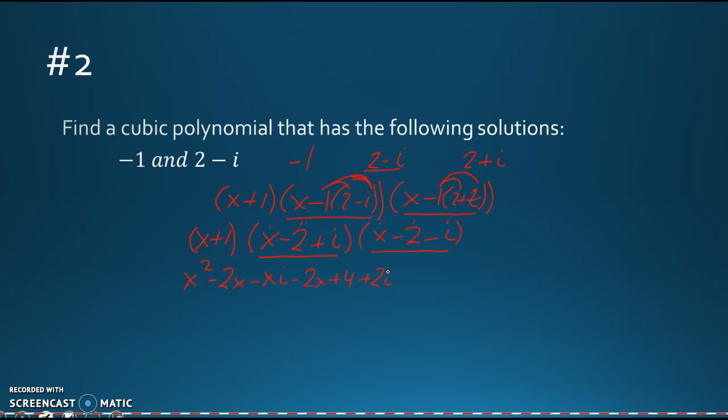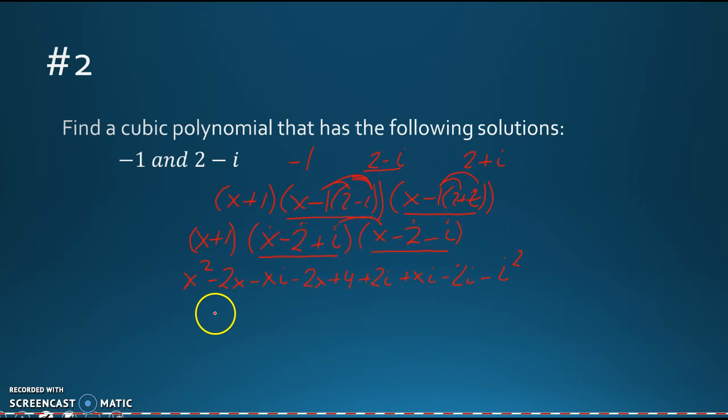Then I'm going to multiply the positive i out. i times x, well, that's xi. i times negative 2 is negative 2i. And then positive i times negative i is negative i squared. So we have 9 terms here that we're going to simplify.